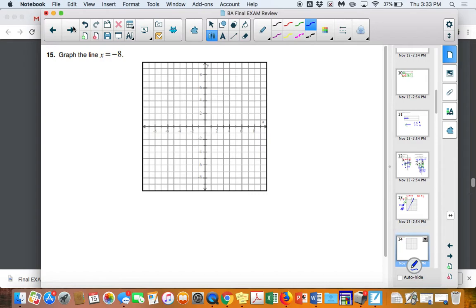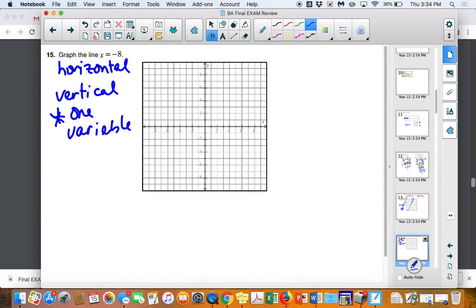All right. So we're going to graph the line x equals negative 8. Well, that's a little weird because we're expecting x's and y's to graph a line. If you only see one variable, that means it's either horizontal or vertical. That's when it's one variable.